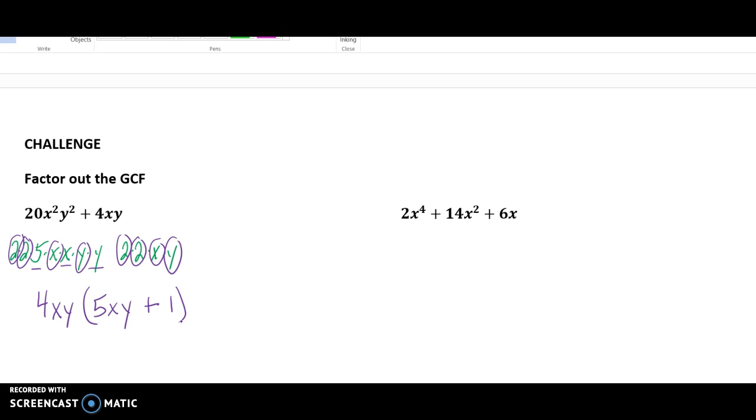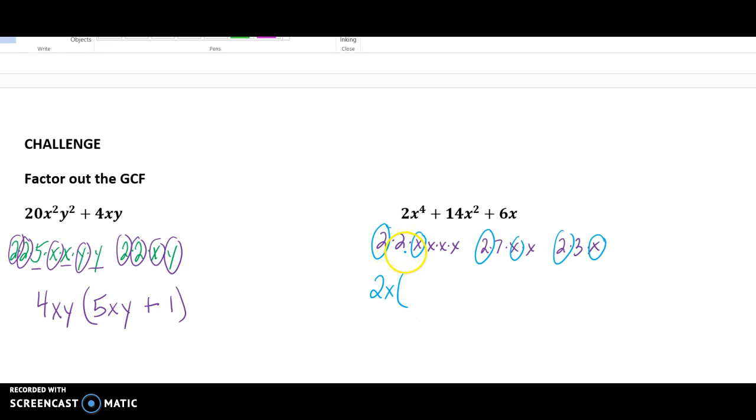The last one's a little tricky because there's 3 terms. We have 2 times x times x times x times x. 4 x's, x to the 4th. 14 is 2 times 7 times x times x, and 6x is 2 times 3 times x. So when we want to find common factors, remember it has to be common to all 3 of them. So there's a 2 in all 3 of them, and then there's an x in all 3 of them. Okay, that last one doesn't have any more x's, so we have to stop there. So our GCF is 2x.